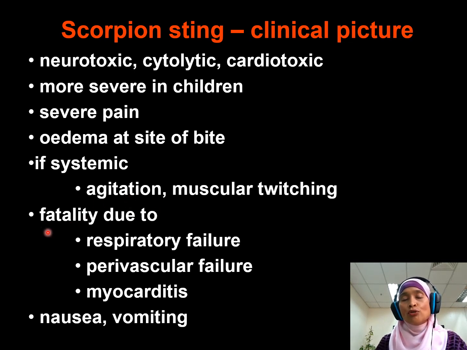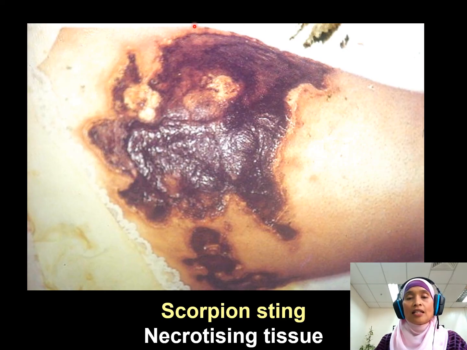Fatality is normally due to neurotoxicity and cardiotoxicity. Because of the nature of neurotoxicity and cardiotoxicity, the patient may have respiratory failure, peripheral vascular failure, and myocarditis. A simple presentation would be nausea and vomiting. This slide shows necrotizing tissue at an area where the scorpion had stung the victim. This is because there is death of the tissue due to the cytotoxic agent, whereby the local tissue will die.